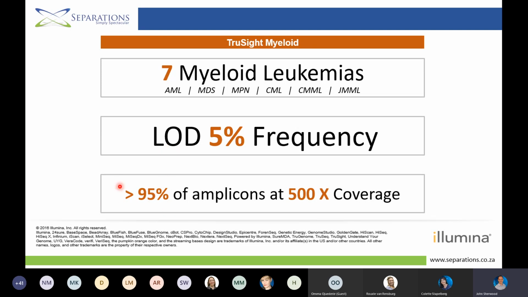Also, greater than 95% of the amplicons from this kit, those 54 genes, will sit at 500 times coverage. And that's very important, because then you know that if you're doing variant calling, any variant, single nucleotide variants, you will be able to tell with certainty and high accuracy.